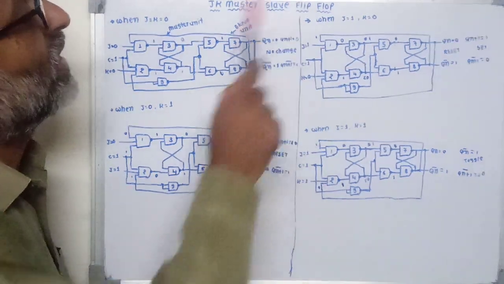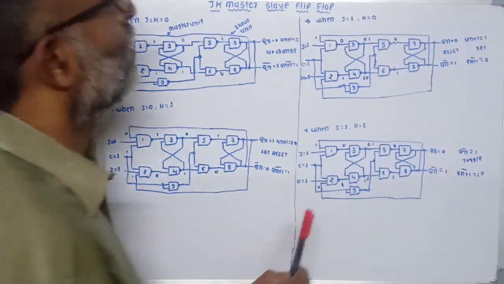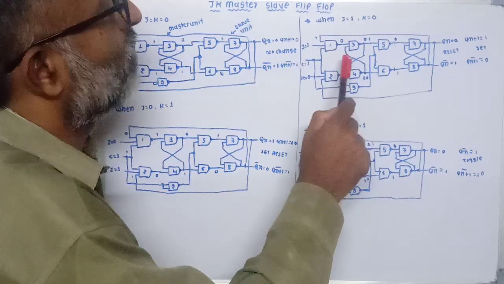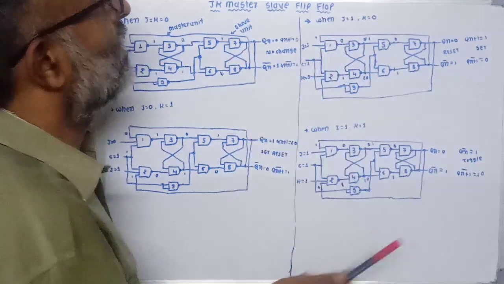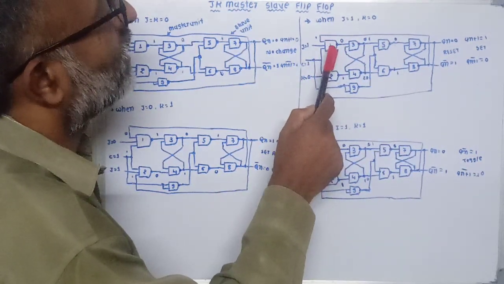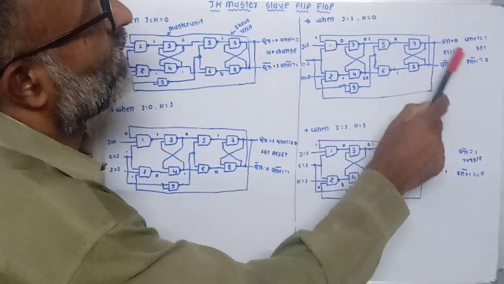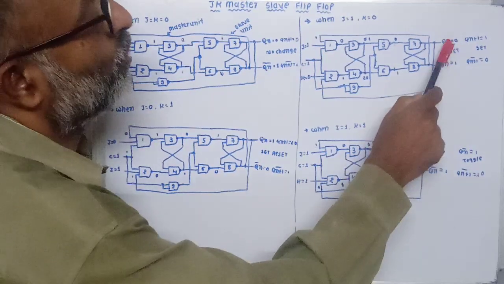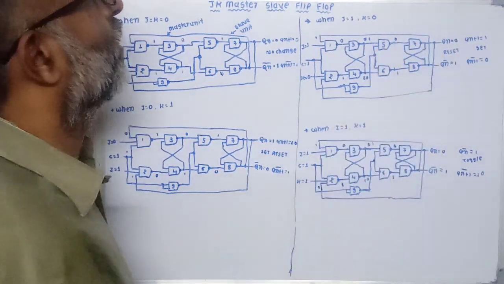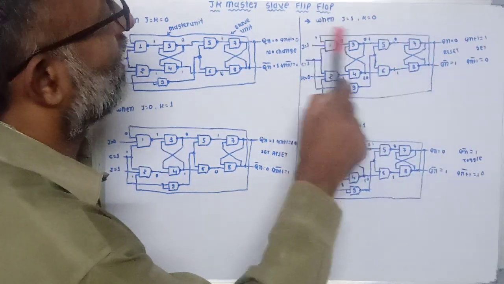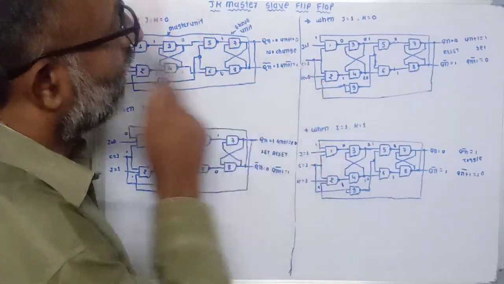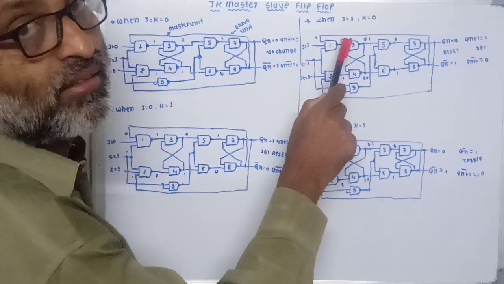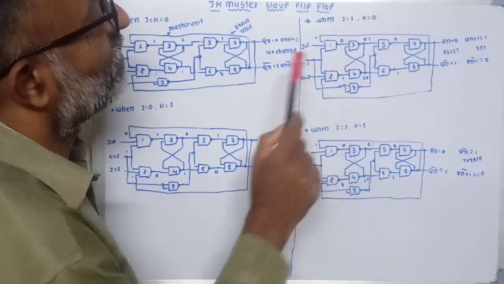Now in the third case, when J is equal to 1 and K is equal to 0. When the clock signal is 1, at that time this master unit is enabled and the slave unit is disabled. We are also considering the final output of this flip-flop is in reset condition. That means Qn is equal to 0 and Qn bar is equal to 1. So 1 is available here, 0 is available here. The output of NAND gate number 1 is 0 and number 2 is 1.